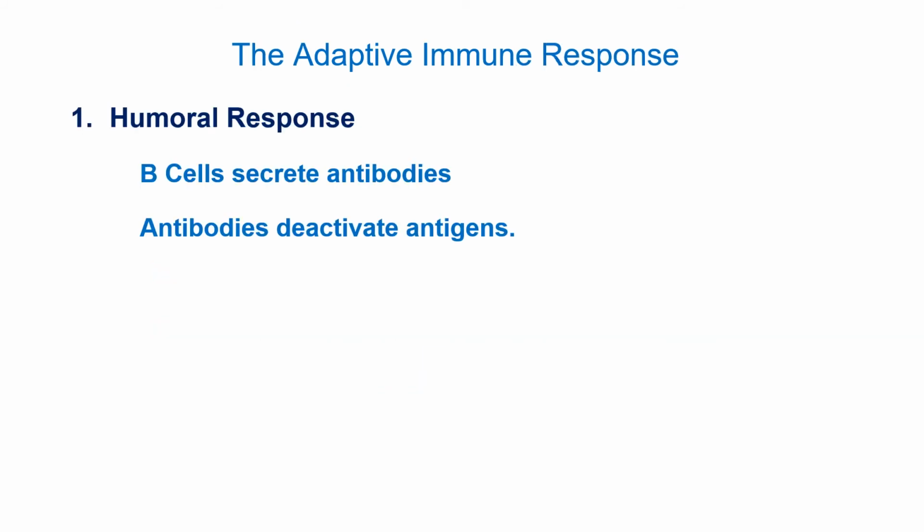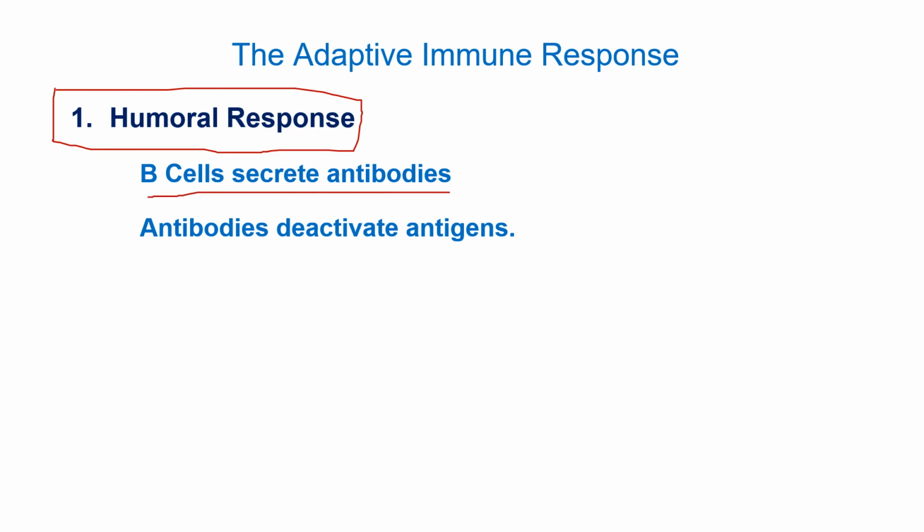Okay, so let's talk about the adaptive immune response. Okay, so there's 2 immune responses that we're going to talk about. The humoral response and the cell-mediated response. We're going to start off and talk about the humoral response. So the humoral response involves the B cells.